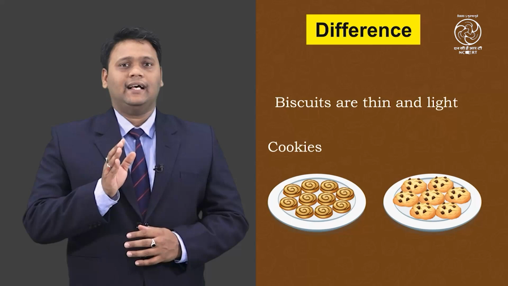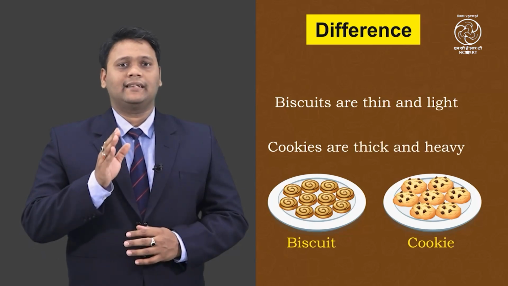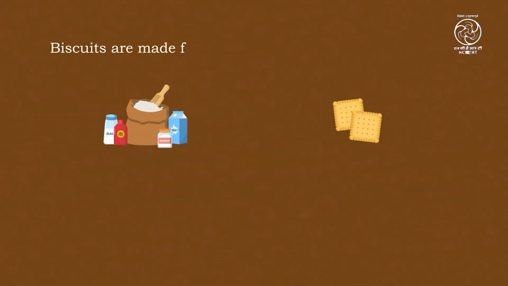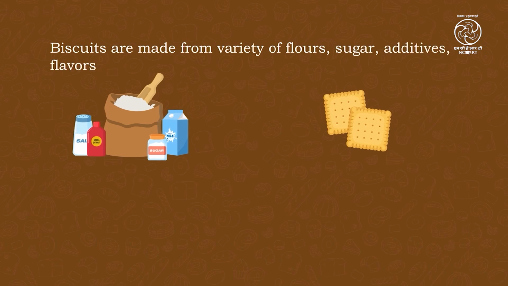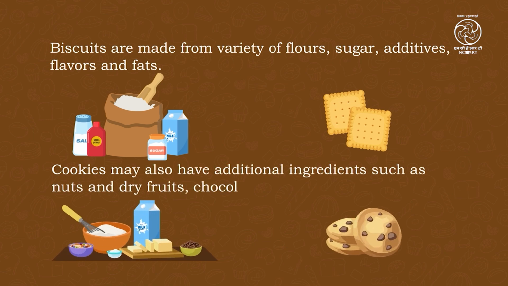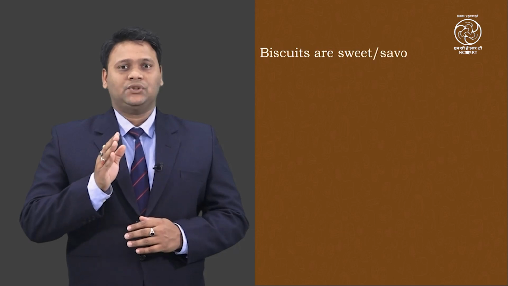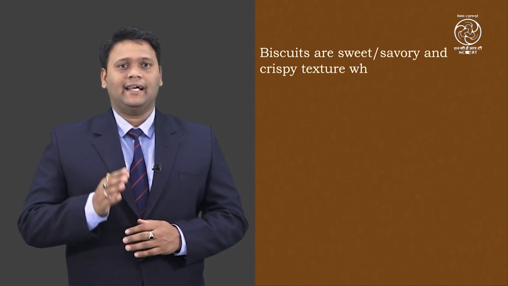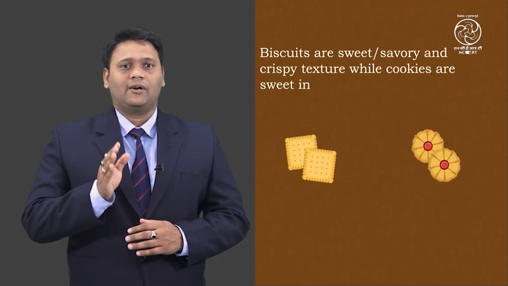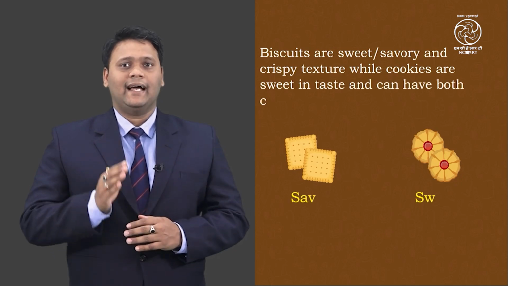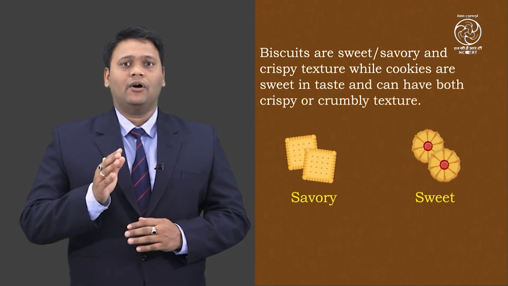Biscuits are thin and light, while cookies are thick and heavy. Biscuits are made from variety of flour, sugar, additives, flavors and fats, while cookies may also have additional ingredients such as nuts and dry fruits, chocolate chips. Biscuits are sweet or savory and crispy texture, while cookies are sweet in taste and have both crispy or crumbly texture.